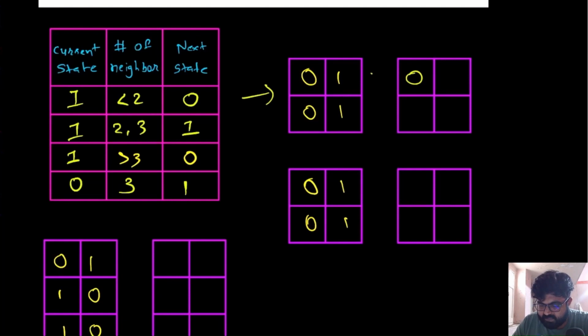Now for this next particular cell, currently this is live, 1. For the live cell, how many live neighbors does this have? This only has 1 live neighbor, which means it is less than 2 live neighbors. So this would also be dead. Also for this one, this is already dead, and again it will remain dead. And also this one.